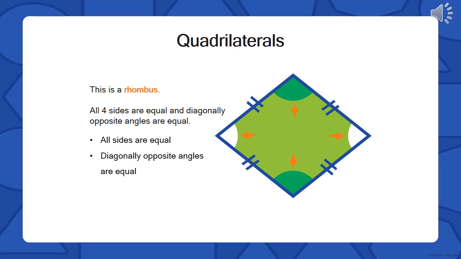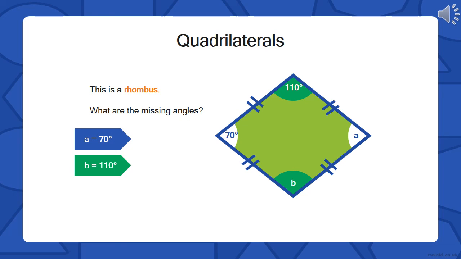This is a rhombus. All four sides are equal and diagonally opposite angles are equal. So if the top angle in the rhombus is 110 degrees, that must mean the bottom angle is the same. And that's the same for the left and right angles. If one is 70, the other must be 70. And remember, all the interior angles of a quadrilateral must equal 360 degrees, so we can check if that's correct by adding them all up.